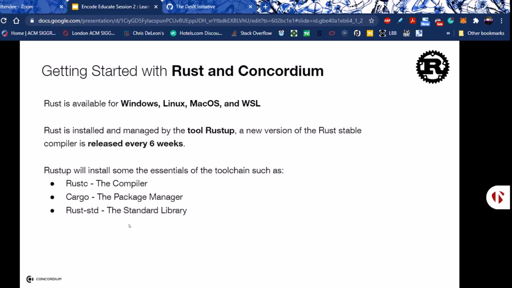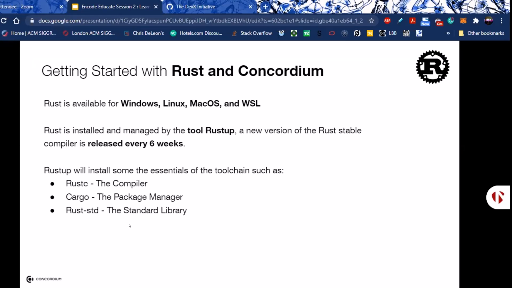Right, so getting started. We're going to see a little bit of this later on when we get into some of the practical aspects, but Rust is available for Windows, Linux, and WSL, Windows Subsystem for Linux. Rust is installed and managed by a tool called Rustup. You'll see that when we go into the actual website itself. And as I said before, the compiler is updated every 6 weeks. So the stable version is already set in stone, but there are new and exciting features added to the Rust compiler from the wider ecosystem all the time.